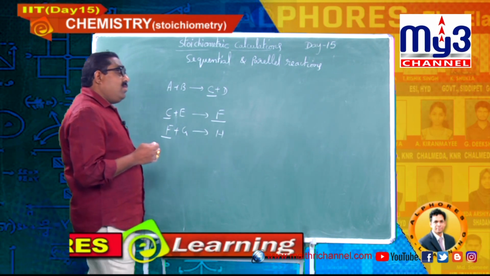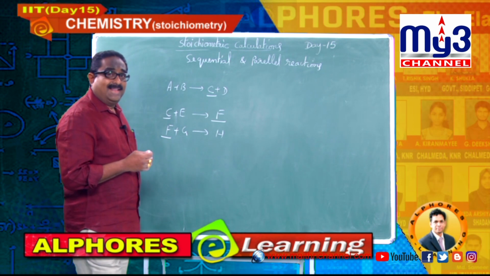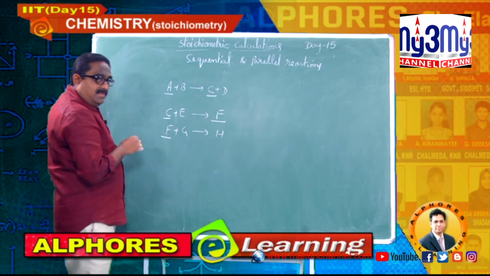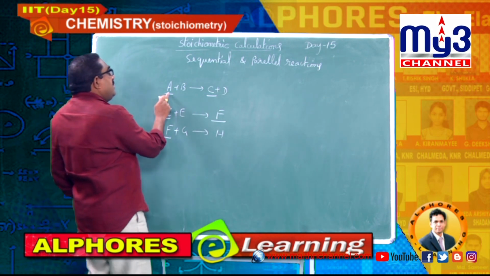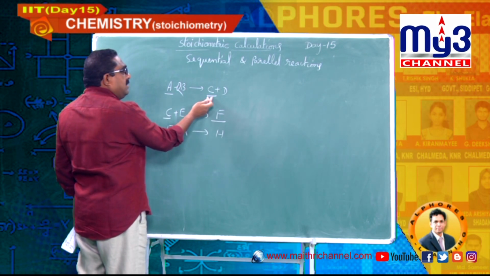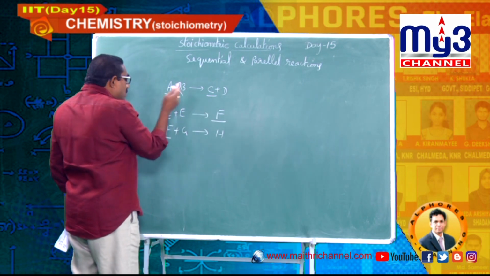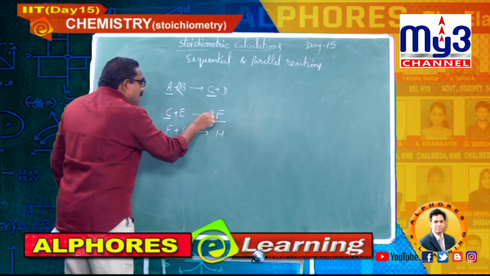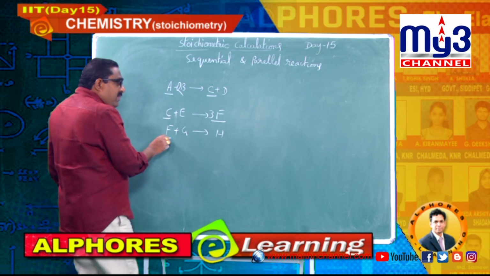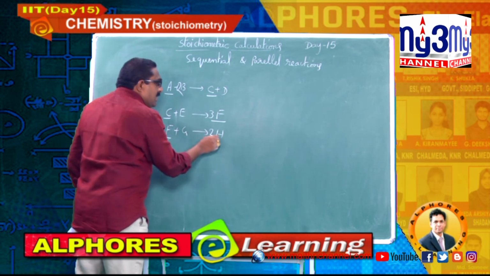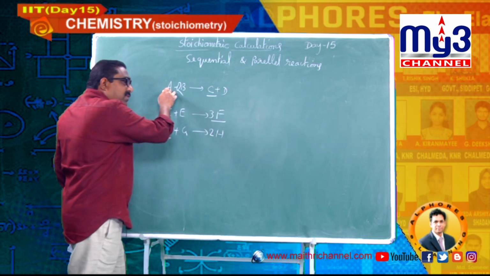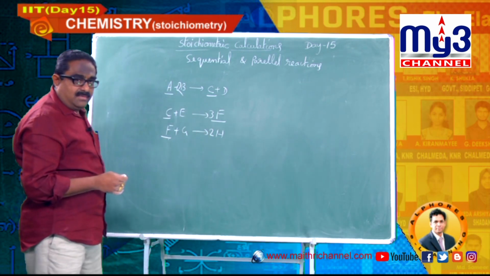Sir, how will you get the numericals based on this? Yes. If you are given A, for example, from the data of A, based on the balanced chemical equation, you can calculate the moles of C. Then you can substitute the moles here and you will get the moles of F, and moles of F you substitute here, and based on that you can calculate the moles of H. This is one way of doing it, beginning with the first reactant and ending with the final product.